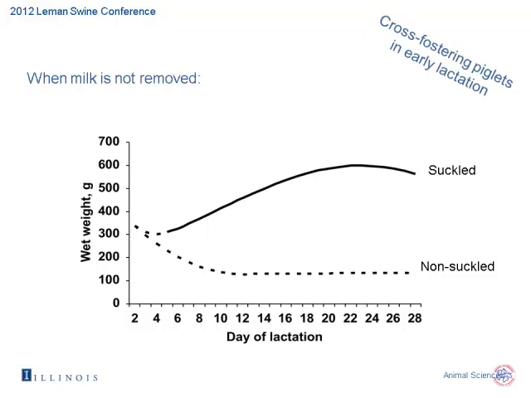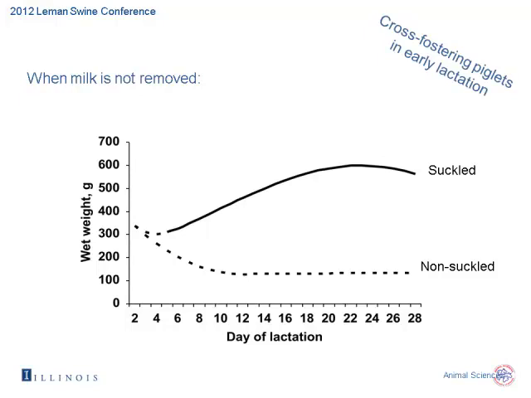Those that are not suckled are going to involute. And again, it's going to take them about 7 days to get down to this flat line. So within about 7 days, it's down to wherever it's going to be. It's pretty well stabilized. That's how much wet weight it is. That's not the same thing as function, how functional it is.